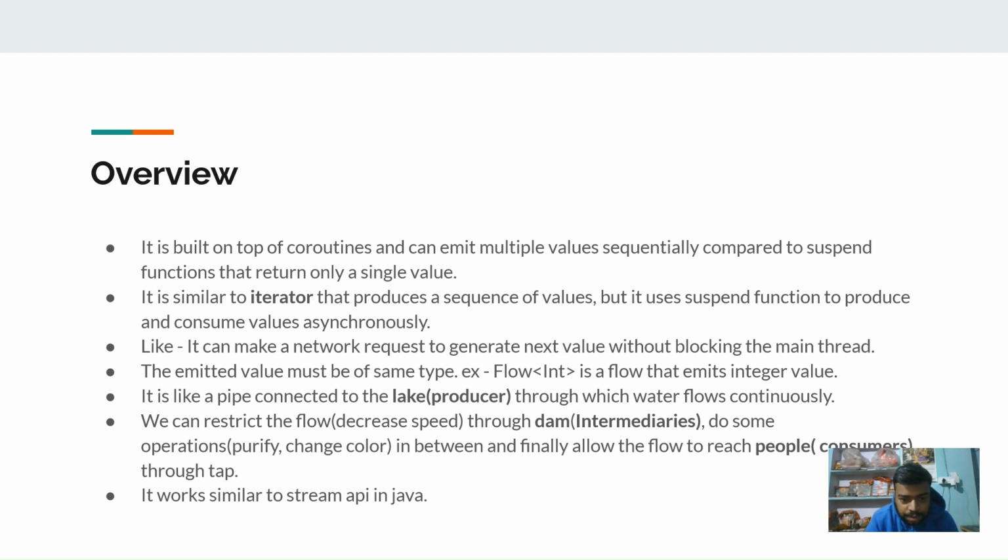To understand it better, you can imagine there is a lake where a guy travels a long distance to fetch water. What if there is no water one day? To avoid this, there can be a pipe connected to the lake, the producer, and water flows through the pipe, and you can stop or alter the flow in between using pipes or checkpoints, intermediaries. Finally, it reaches people, the consumer, through a tap.